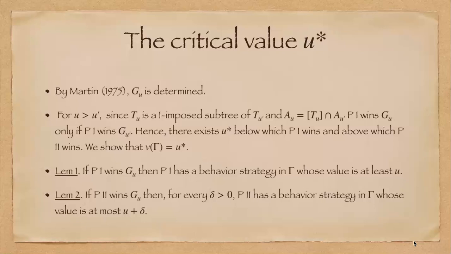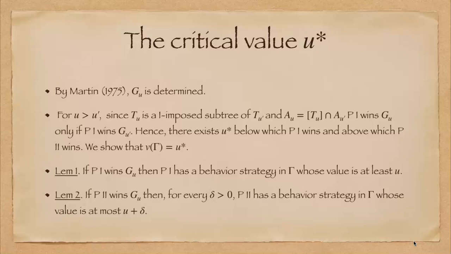And now if you take u and u', u larger than u', you just compare these two games, the trees of the game. So T_u for the larger u is a one-imposed subtree of T_u'. Actually, the only difference is in the first move. After the first move, they have exactly the same rules. In the first move, player 1 must propose a game whose value is greater than u. So if u is greater than u', then in T_u, player 1 has fewer options than in T_u'. So this is a one-imposed subtree, and furthermore, the winning sets have the same condition.